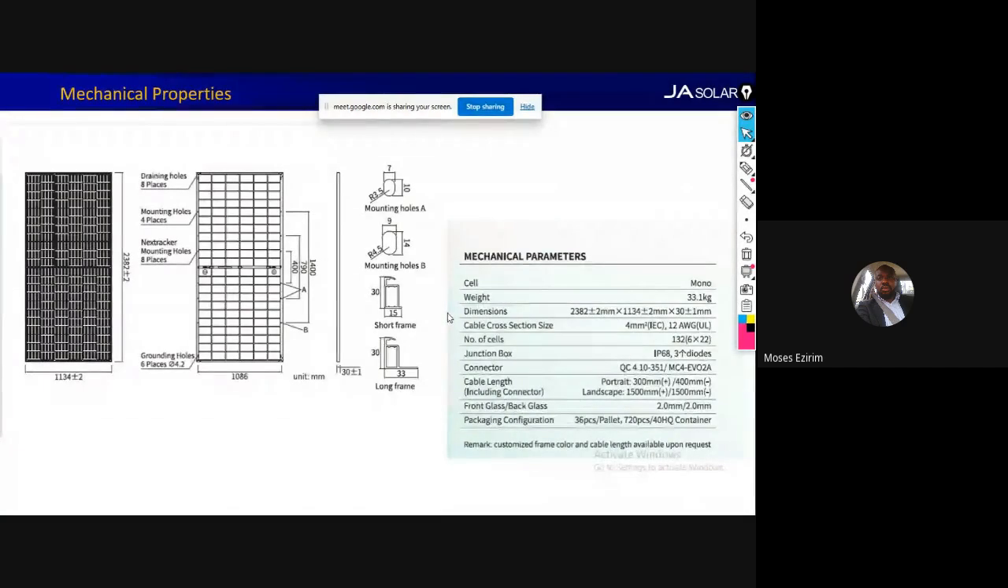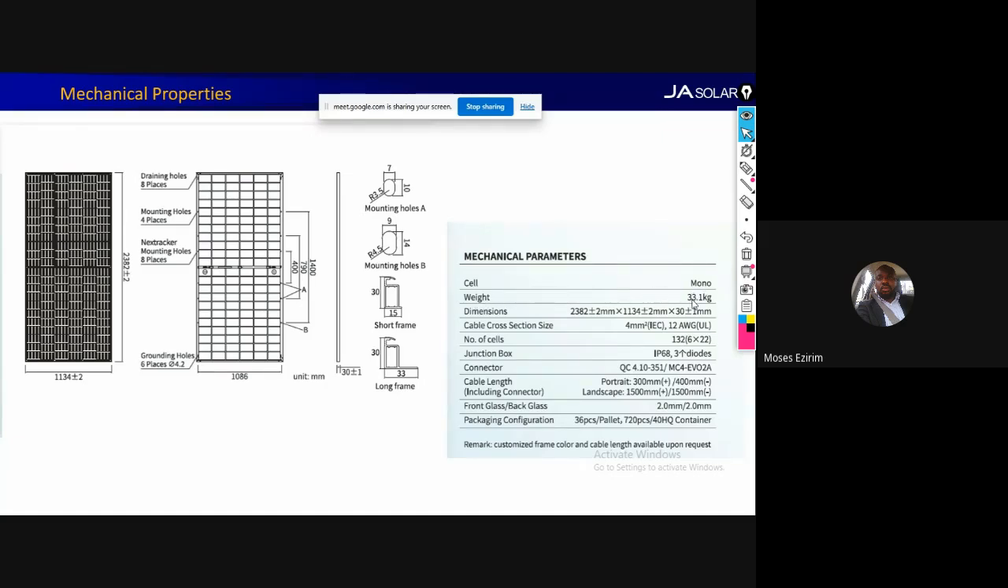So all you need to do is to fix it in and you're good to go. All right. Time will not permit me. I would have loved to delve deep into these mechanicals so that you will see that everything is made easy for the installers. If you are doing a roof mount, there are holes for you to put in your clamps so that everything becomes easier. So looking at these parameters now, the cell is mono, as you can see.